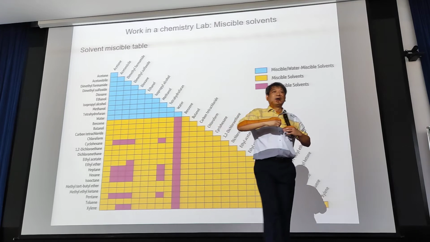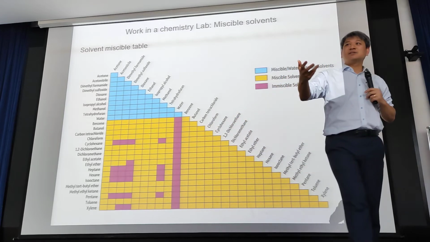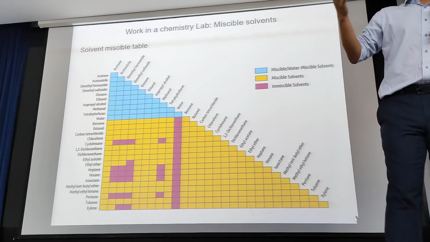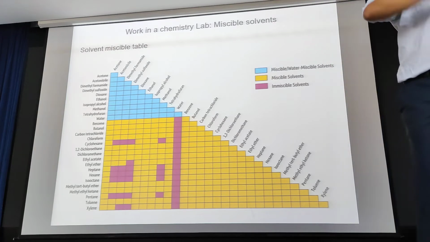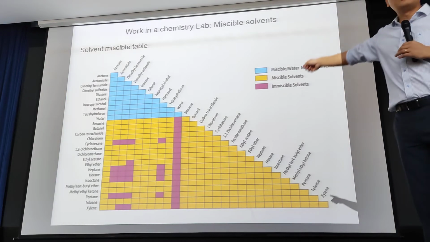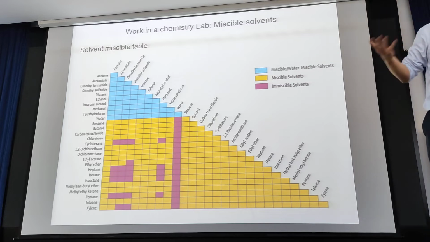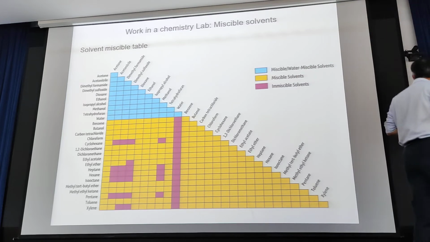Okay? So let's say if you want to do a chemical reaction, you decide what kind of solvent you use, or what kind of mixture of solvent you use, you should be able to look at this one. It's kind of easy to read, but it's important. Okay?